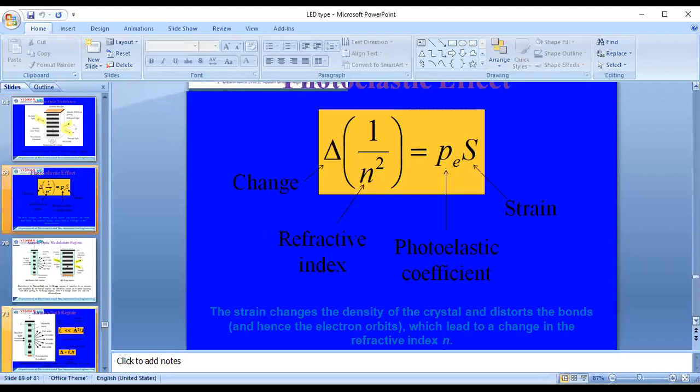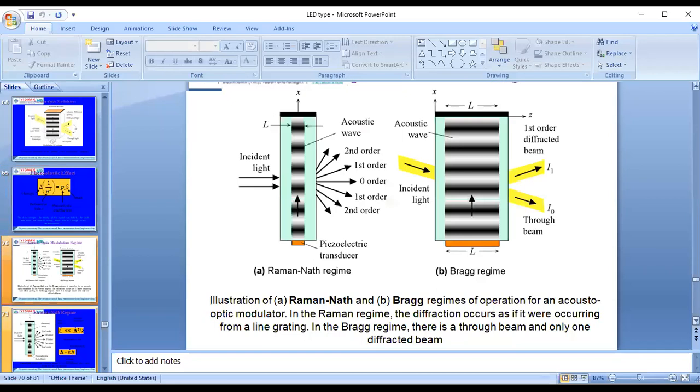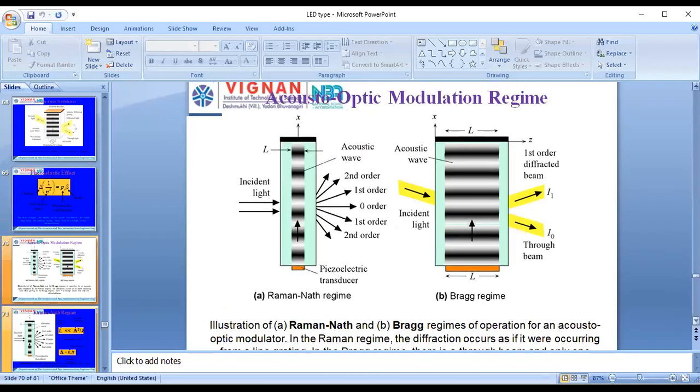So this depends on delta(1/n^2) = P_E × S. The strain changes the density of the crystal, and also produces distortions in the bonding. Changing the distortions leads to a change in the refractive index n. Now here, acousto-optic modulation is obtained by two different effects, the Raman-Nath effect and Bragg's equation.